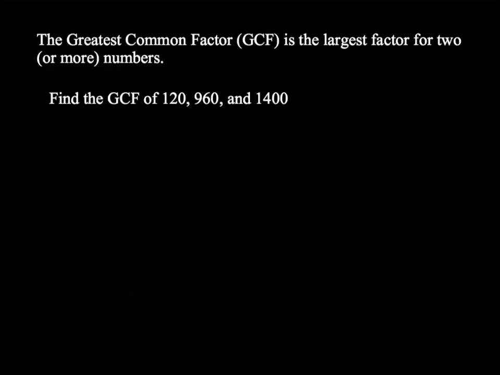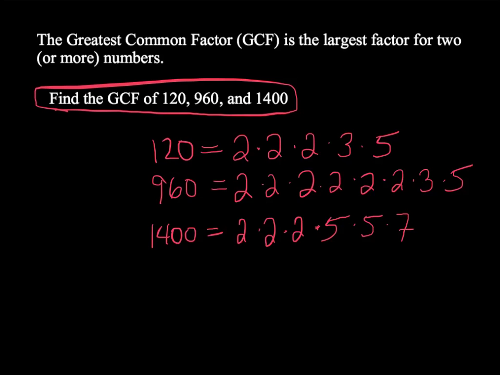Final example here. The process will be the same, even though I'm now asking for the greatest common factor of 120, 960, and 1400. So I'm going to pause here and take a moment to do the prime factorization. I suggest you do the same. So pause the video now. Alright, I took the time to write out the prime factors. 120 is 2 times 2 times 2 times 3 times 5. 960 is 2 times 2 times 2 times 2 times 2 times 2 times 3 times 5, and well, you get the picture.